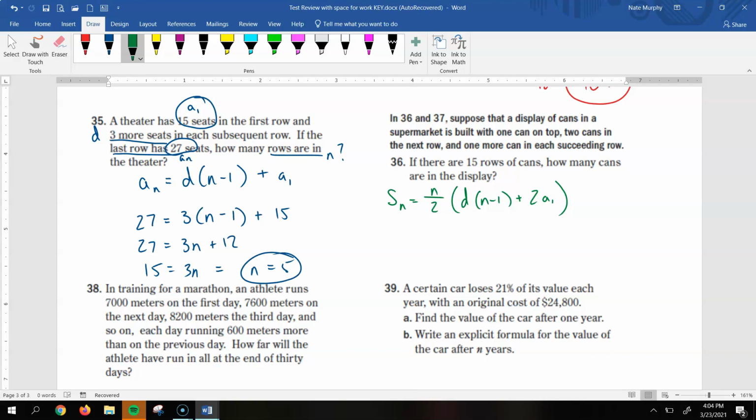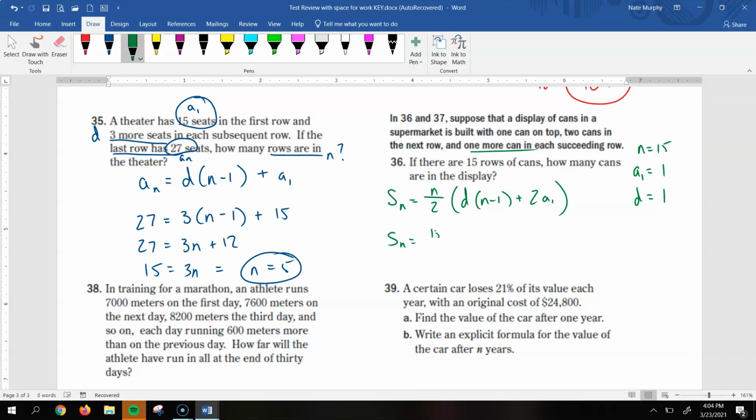We know that there's 15 rows of cans, so n is 15. We know that in the top row, there's just 1 can. And we know the constant difference is that there's 1 more can in each succeeding row. So the d would be 1. So let's plug all this in.